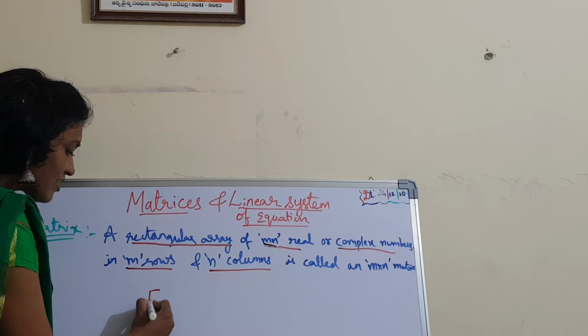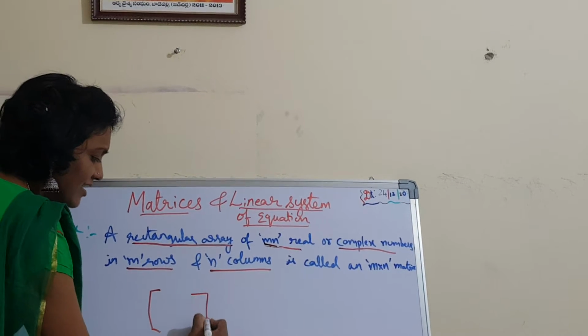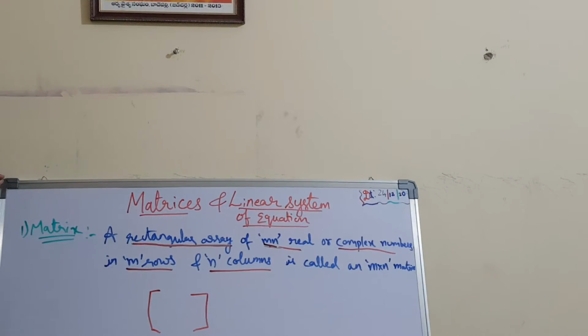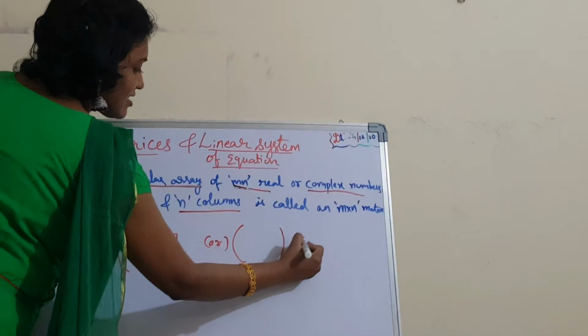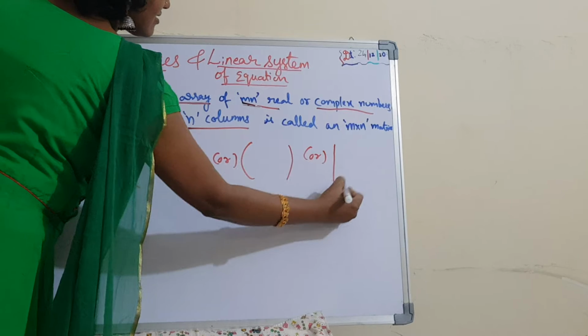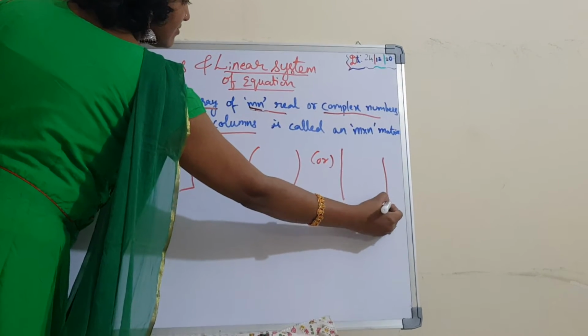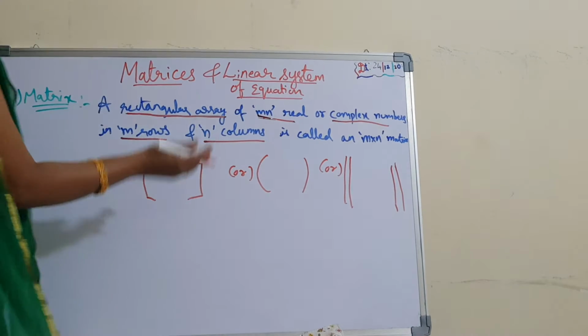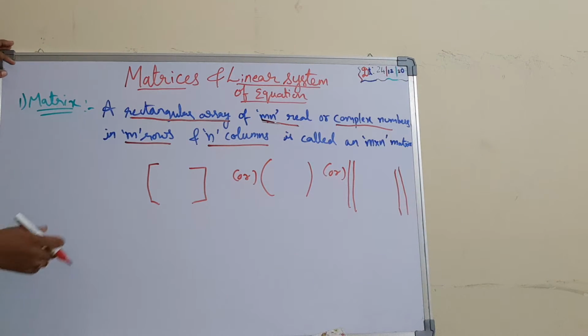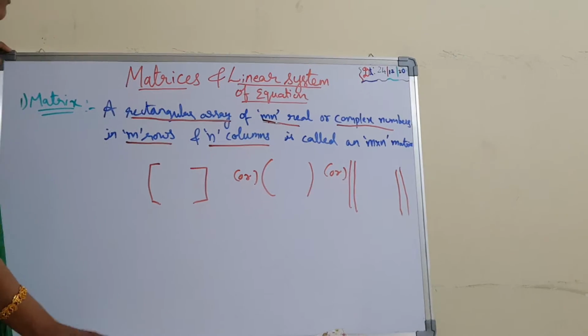Here, this is a matrix symbol. We'll denote it with a matrix symbol like this, or like this. Like this, three ways you can denote it. Here I will give an example, then you can understand what a matrix is.